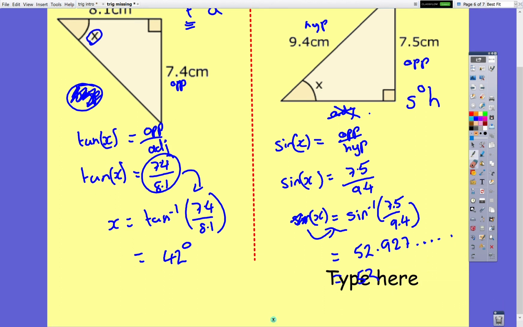So close to getting everything right. Do not forget your degrees as well, so 53 degrees.